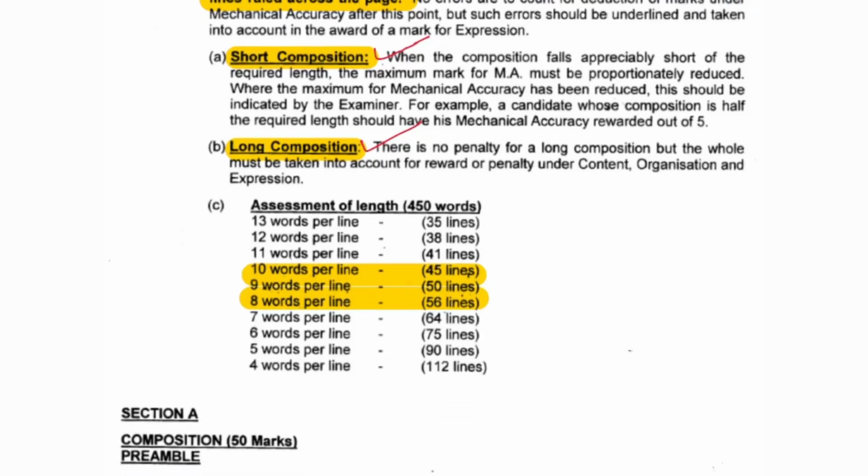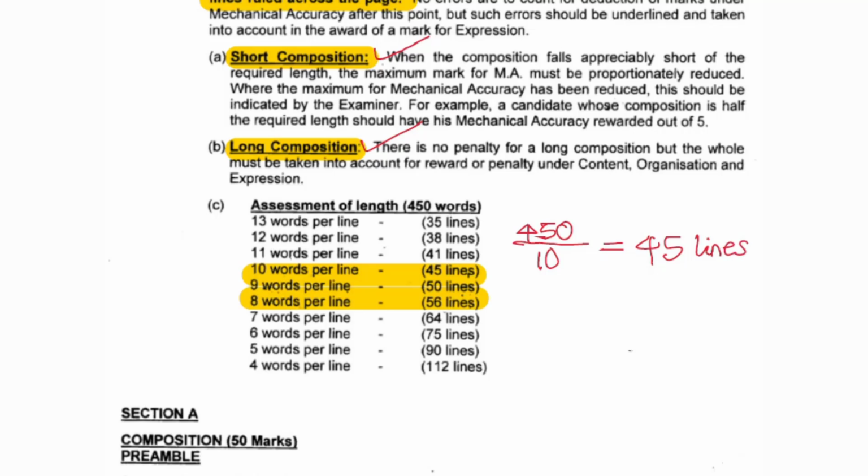So this is the general rule of thumb by which you can calculate the number of words that is expected of you. Look at 10 words per line, for example. If you have 10 words per line and you have to write 450 words, that means you divide the 450 words which you are expected to write by the 10 words that you are writing per line, and that will ensure that you arrive at 45 lines.